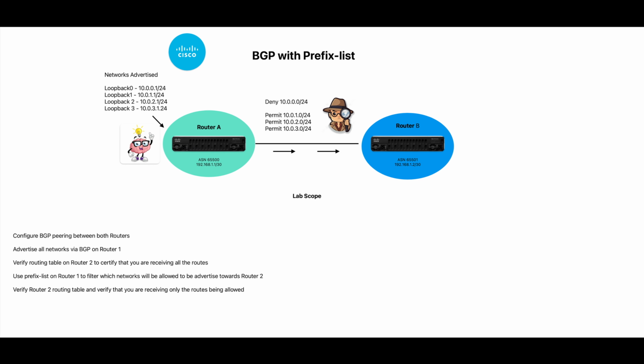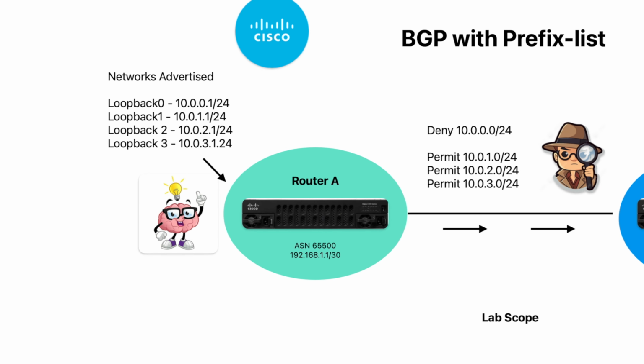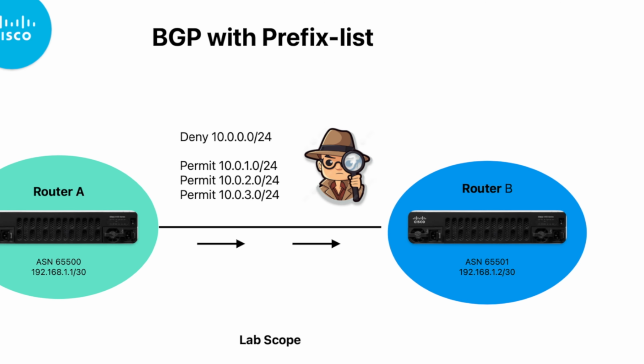So we got 4 /24 networks. Router 1 is going to be configured with a prefix list so it can actually filter whatever networks we want to advertise to router 2. So as you can see, the first subnet, 10.0.0.0/24, is going to be denied and the rest is going to be permitted.